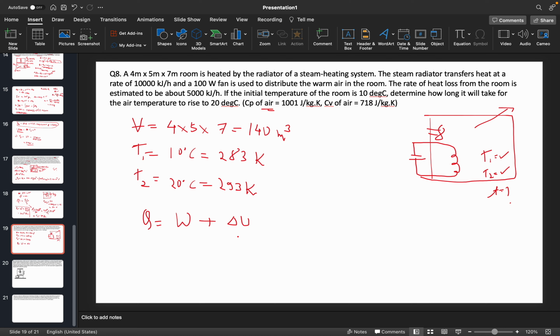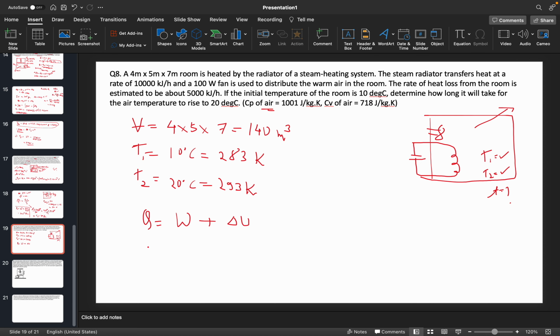Now since it is air, nothing is told to us. Until and unless nothing is told to us, every gas that is given is an ideal gas, and for an ideal gas the change in internal energy is m Cv delta T. Okay, but remember here heat loss is given in terms of rate.